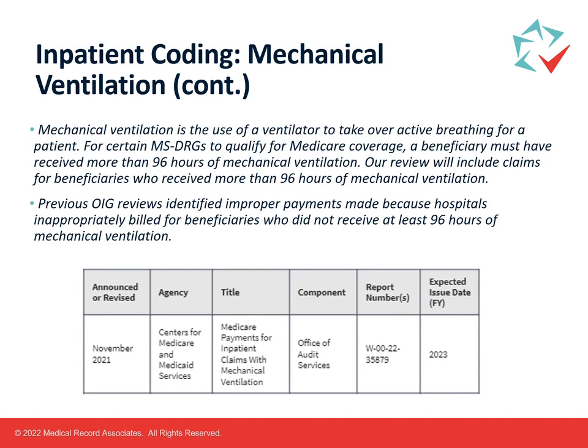Right out of the work plan, I've included some language for you, and they describe, of course, the mechanical ventilation use, when that would occur, and that they have identified improper payments made to hospitals who inappropriately billed for beneficiaries who did not receive at least these 96 hours. There's a screenshot in the box at the bottom, announced in November of 2021 that this was in the work plan, and its expected issue date for their results will be in 2023. So there's a lengthy period this year, 2022, when they're focusing on this.